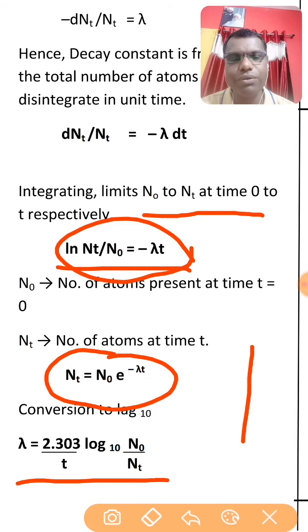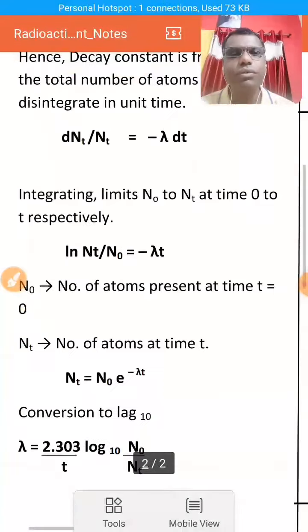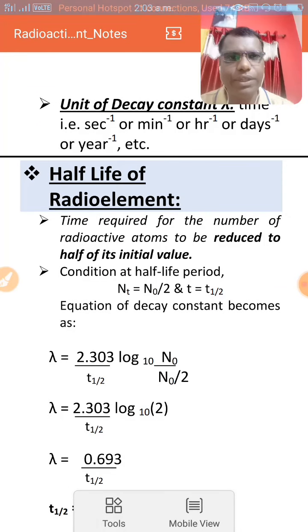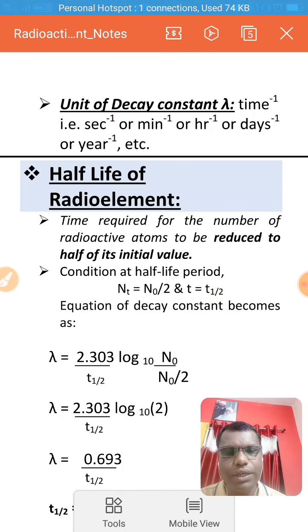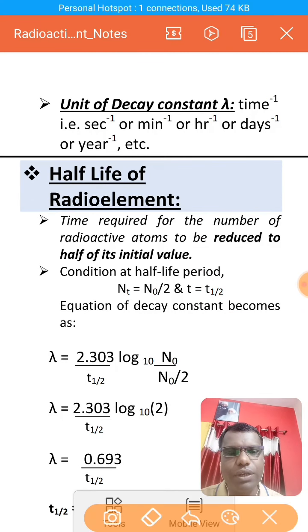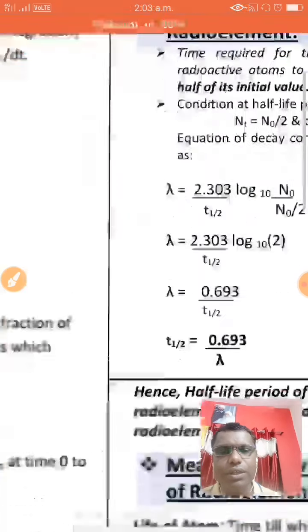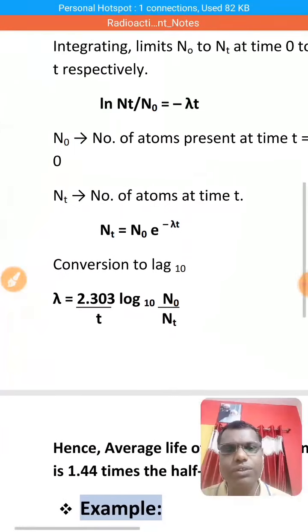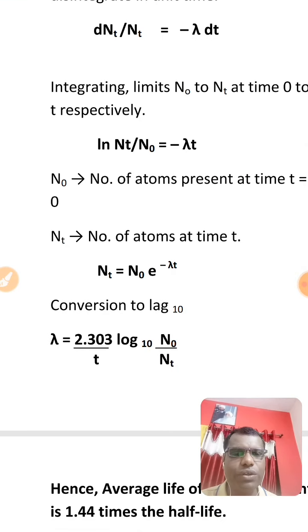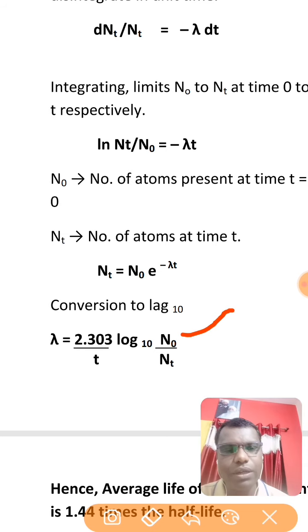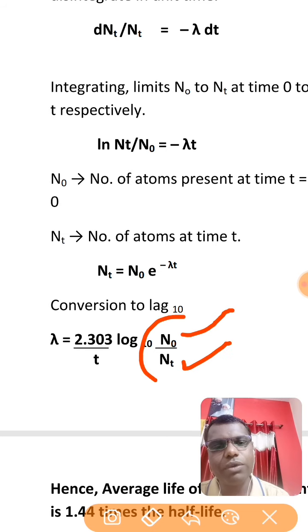Now next we are going to discuss the characteristics. From this equation, the first is the unit of decay constant. In order to derive the unit of decay constant, we have the equation lambda is equal to 2.303 upon t log to the base 10 of N0 upon Nt. Here N0 is the number of atoms of radio element, and Nt is also the number of atoms of radio element.